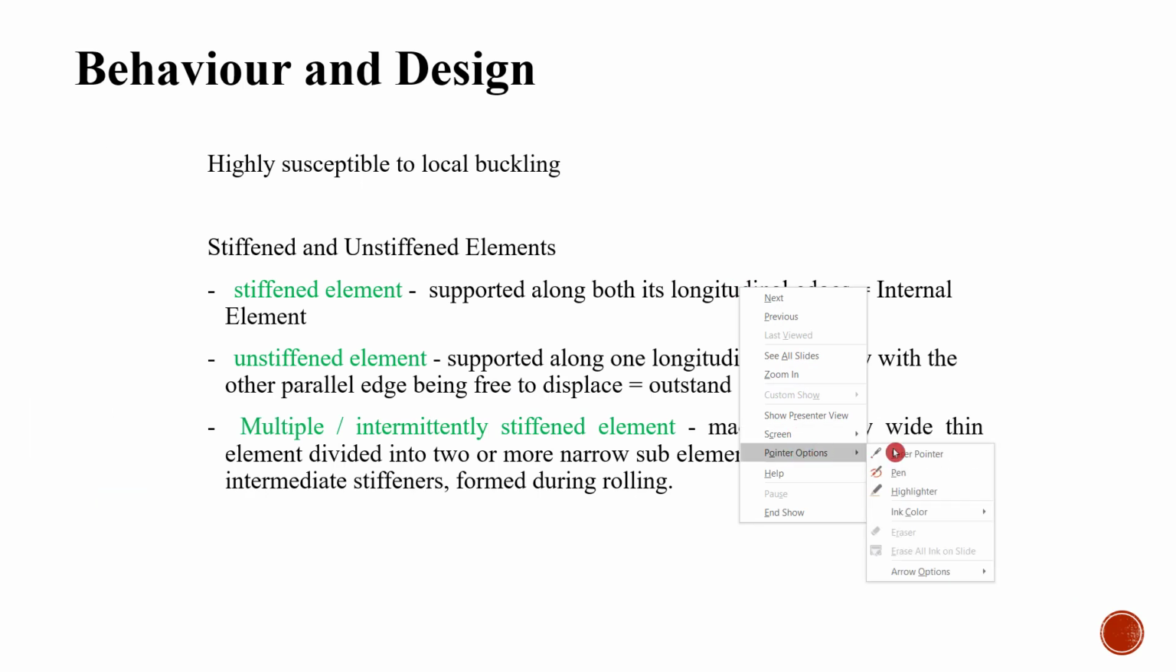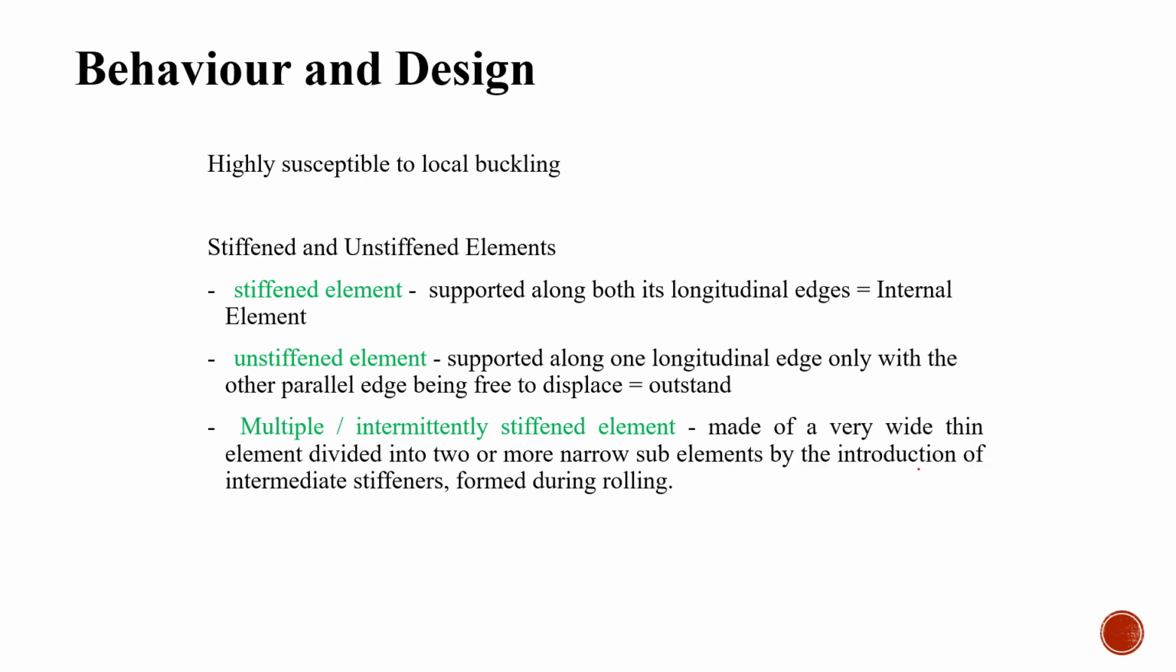So we have a channel section here. For this channel section, this web element is a stiffened element, and both the flange elements are unstiffened. To make this flange element stiffened, we can provide the lips. And there are multiple or intermittently stiffened elements.